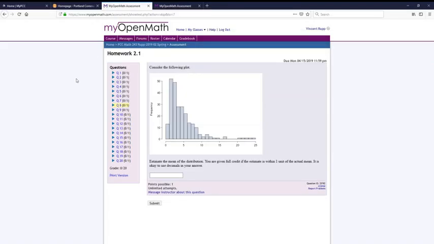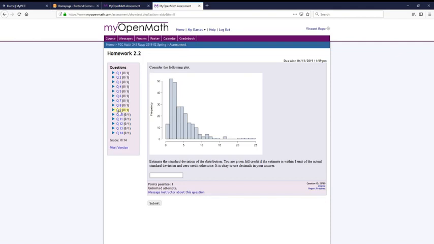Hi everyone, I'd like to look at a couple of these MyOpenMath problems. If you look in homework 2.1 question 8, they give you a histogram and ask you to estimate the mean of the distribution, but you're not given any other information. And then in homework 2.2 question 9, they ask you to estimate the standard deviation of the distribution, and if you notice, it is the exact same distribution.